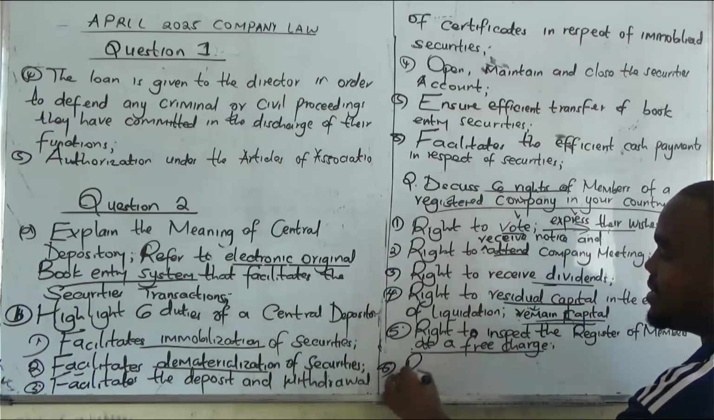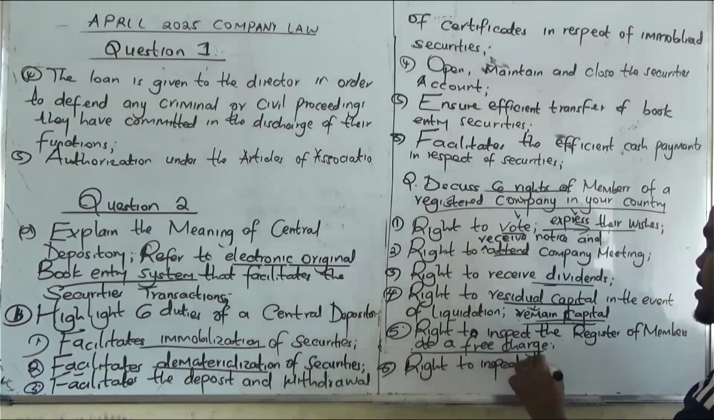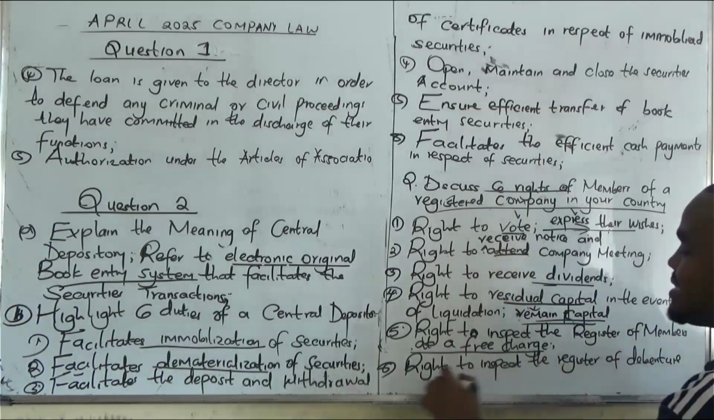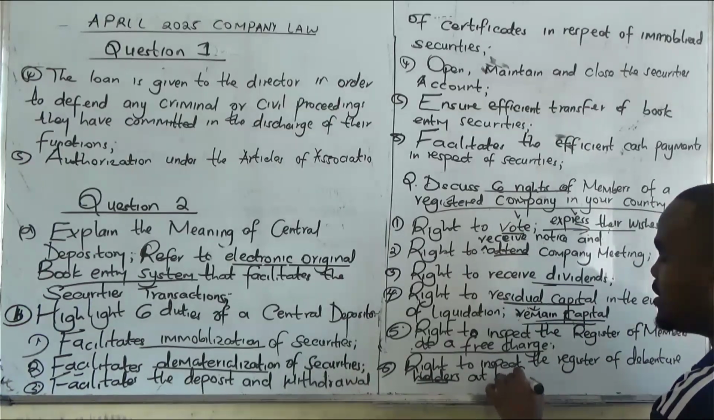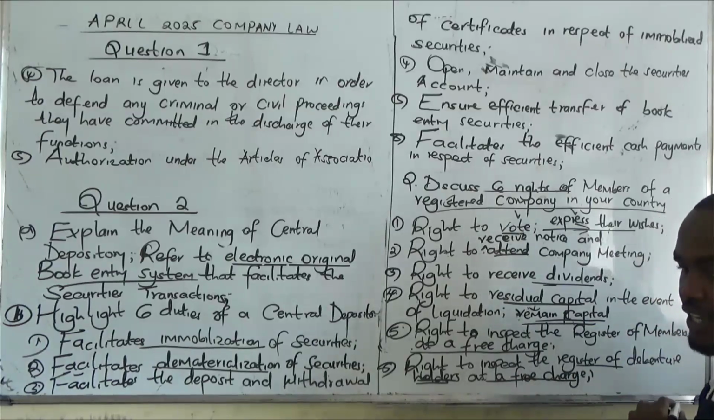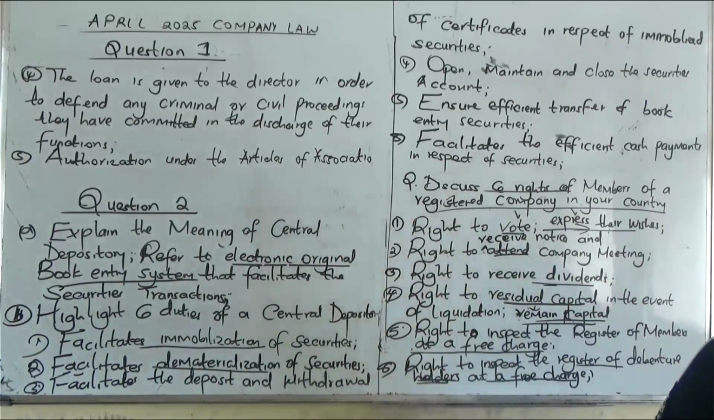Tick, tick. They also have the right to inspect the register of debenture holders of a company. We say debenture holders refers to the right of, at a free charge. A debenture holder is a creditor. The right to inspect the register of debenture holders at a free charge. The creditors of a company, they have the right to inspect the register at a free charge.